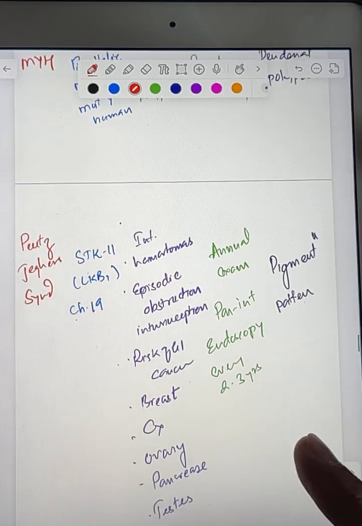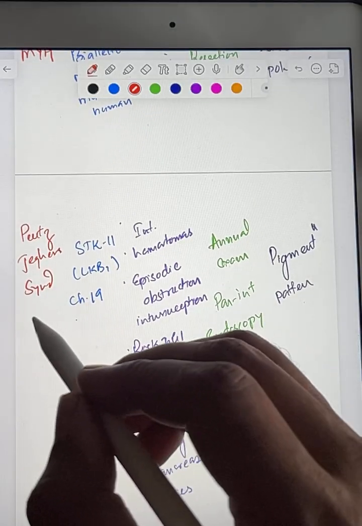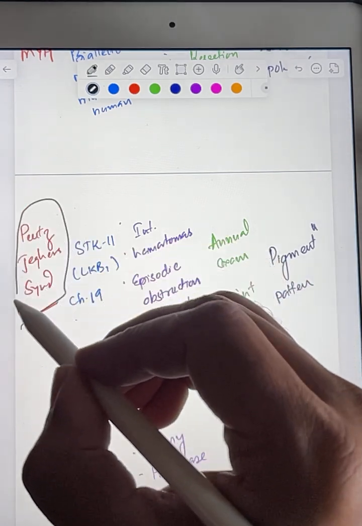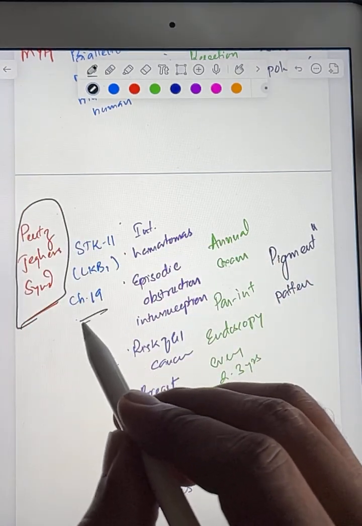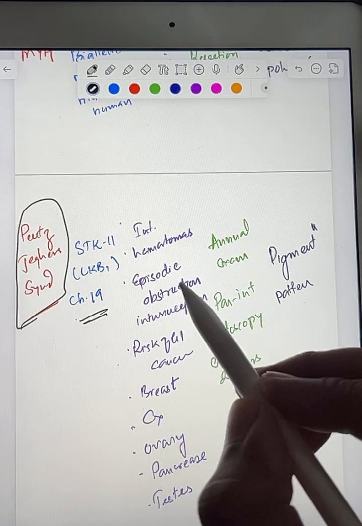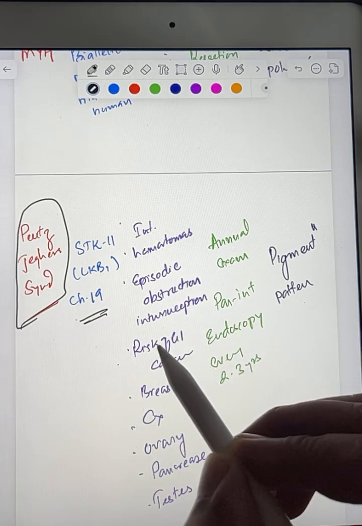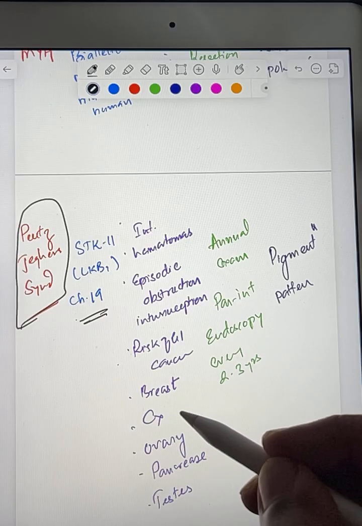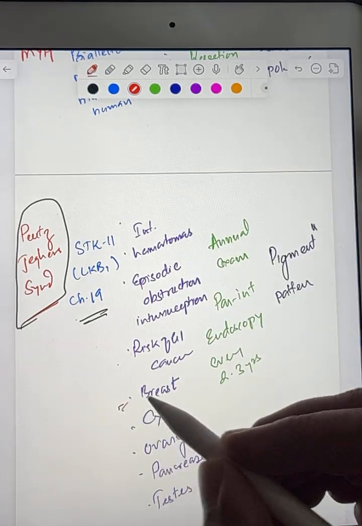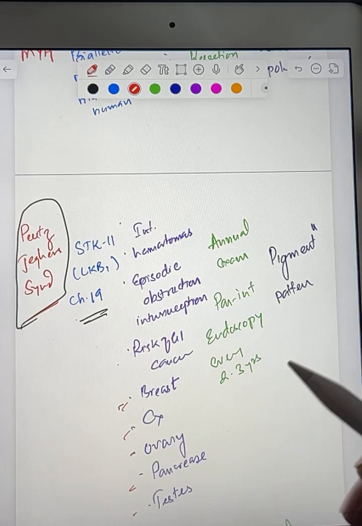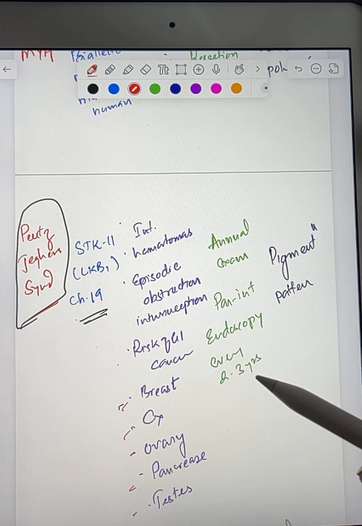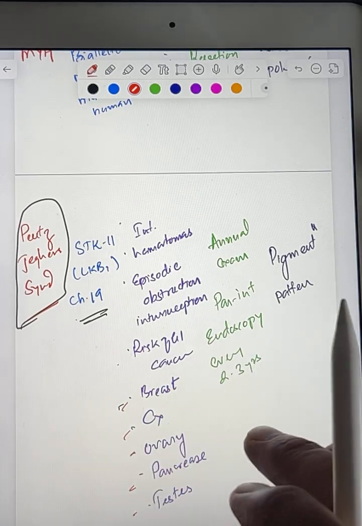Peutz-Jeghers syndrome, STK11. This is again one of the commonly asked questions. Peutz-Jeghers syndrome: chromosome 19 is involved. There are hamartomas, intussusception, GI features, cancers: breast cancer, cervix, ovary, pancreas, testes. Annual examination, pan-intestinal endoscopy, pigmentation pattern.